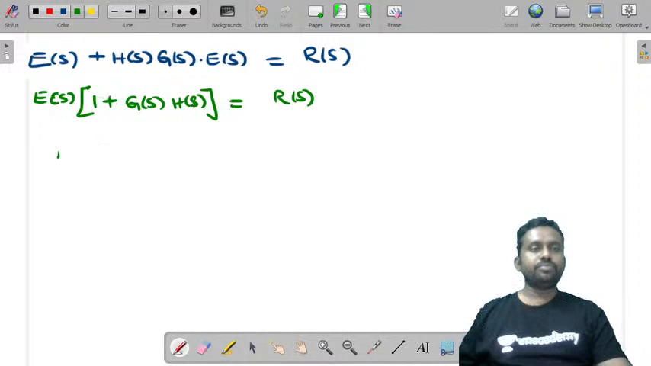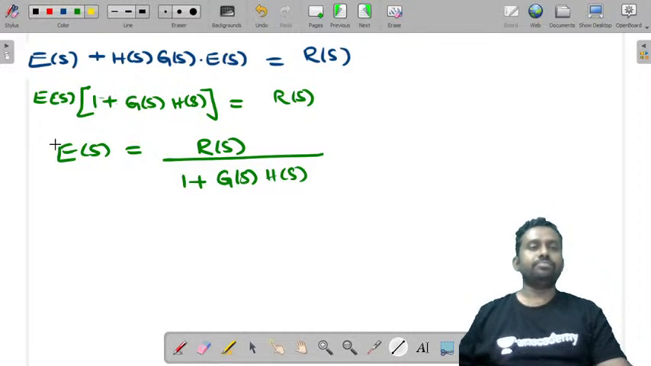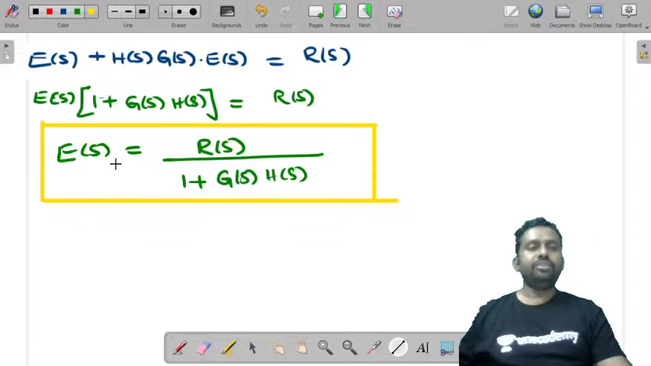Thank you, yes, sir. So E of S is equal to R of S by 1 plus G of S into H of S. So this is the expression for error E of S. Now we need to find steady state error ESS. So for this, first you need to know some of the basics of mathematics.